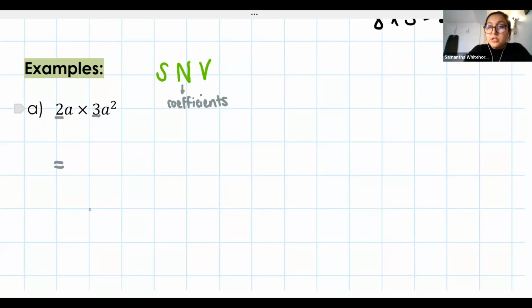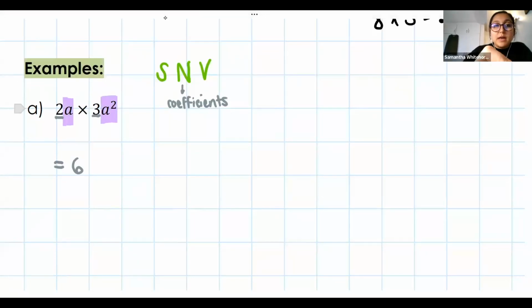Those are the coefficients. We've spoken about coefficients at several points, so go and have a look at the videos if you're not too sure. But those are the numbers in front of our variables. We now multiply those. So 2 times 3, which gives me 6. Then I move on to my variables.